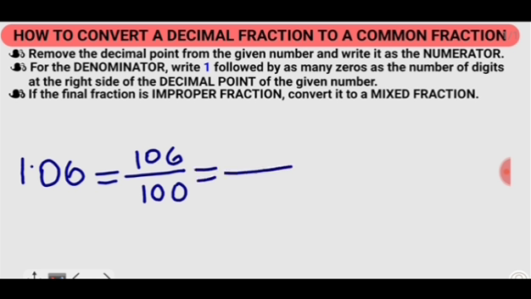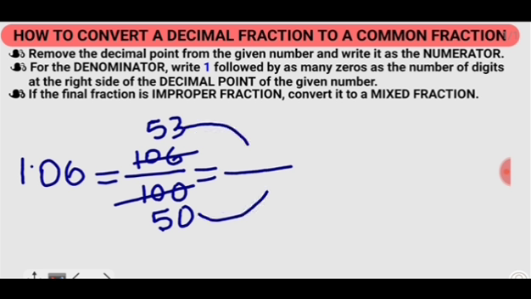Try to cancel again by a common factor. The common factor is what? 5 to 2. You can cancel both the numerator and denominator by 2. So 212 is 106, 2 fifties are 100 and 2 more, what is that? 53, correct? Cancel this. So the numerator will be 53 and the denominator will be 50. So just write here 53 by 50. So this is finally equal to, okay.